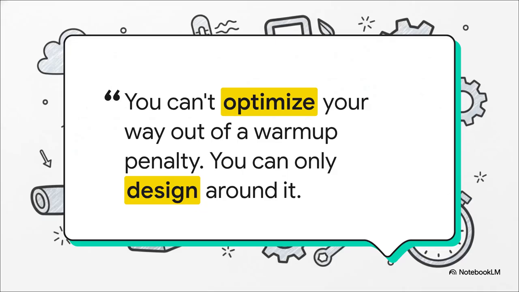This is probably the single most important insight from this entire investigation. The team's code was already fast. Trying to tweak a function here or shave a millisecond there would have done absolutely nothing. The problem wasn't the code. It was the entire system's design and how it was interacting with the V8 engine. You have to design your system with this warm-up penalty in mind.